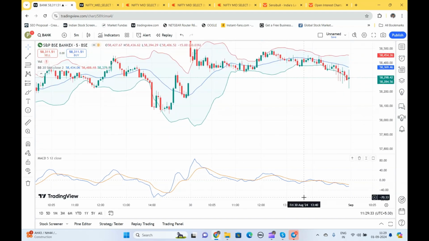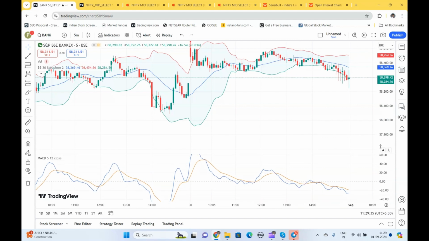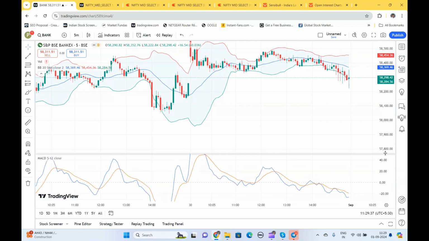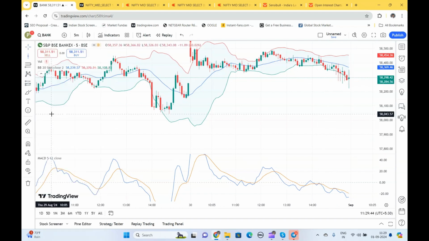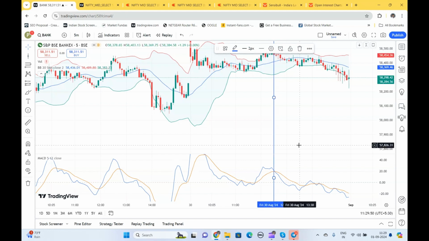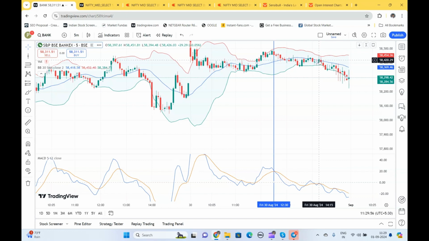You can use this along with MACD. So if two things give confirmation, remember this. Let me draw a vertical line here so you understand what I'm saying. It touched the Bollinger Band here on the top, right? I draw a line. It touched the Bollinger Band here, right? Okay, it touched the Bollinger Band here.